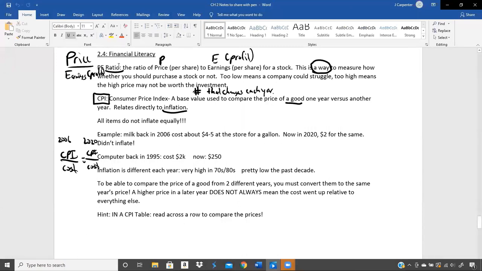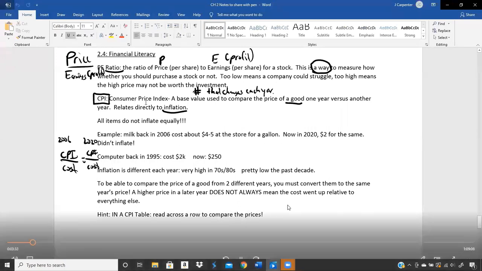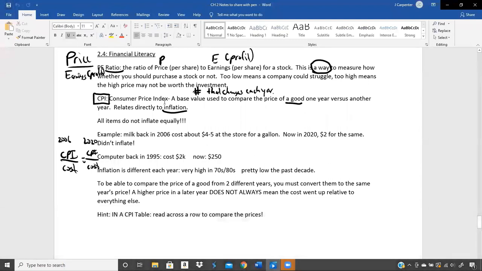So we talked about all the PE ratio stuff. We decently touched on what CPI is. It's a number that gives us a way of comparing the cost of something one year versus the cost of something another year. The way that number works is it's considering all goods available to the whole world, not just a gallon of milk or a computer chip or an Apple Watch. When you talk about one specific item, they usually don't scale exactly to what we call inflation. They may go up a little more, they may go up a little less.